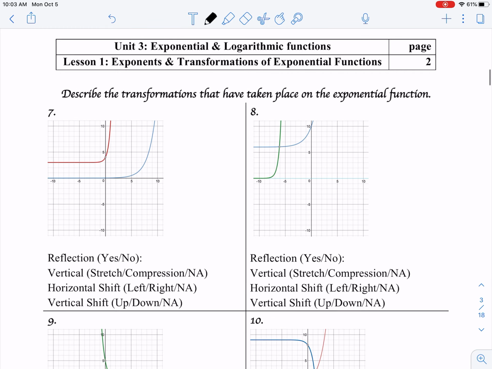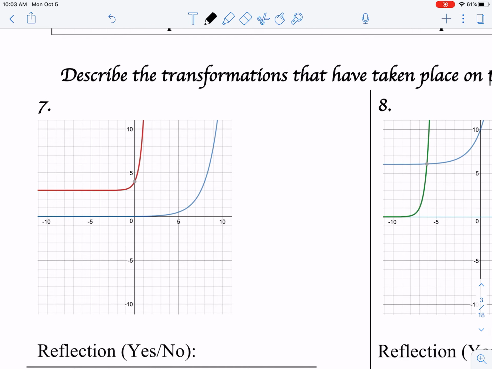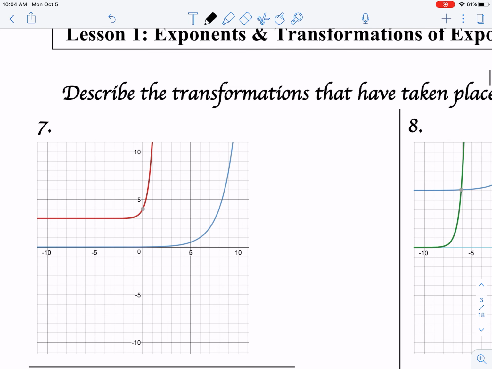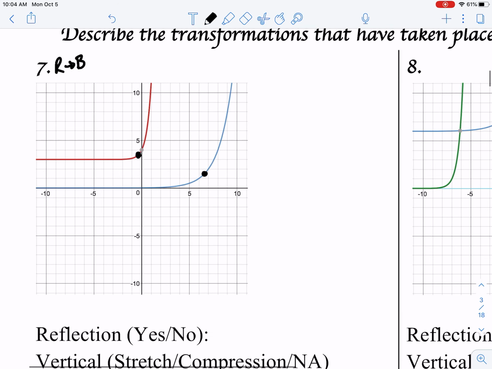So going on to page 2, I'll do a couple examples. I'm going to be going from red to blue. Just like with previous functions, we want to find a starting point. I would suggest you use the middle of the curve for each of these. You can eyeball it, right? It doesn't have to be exactly perfect. You'll be able to get close enough.